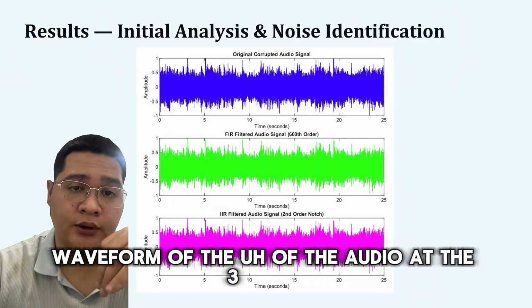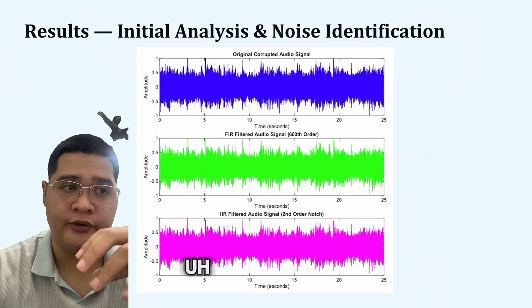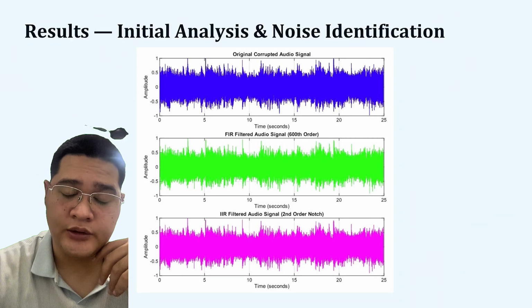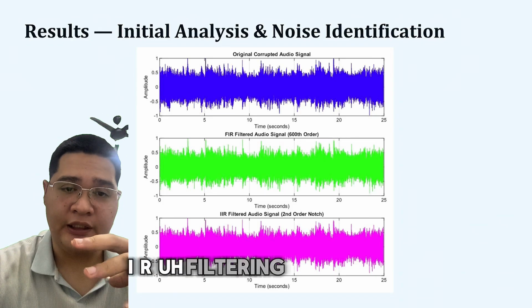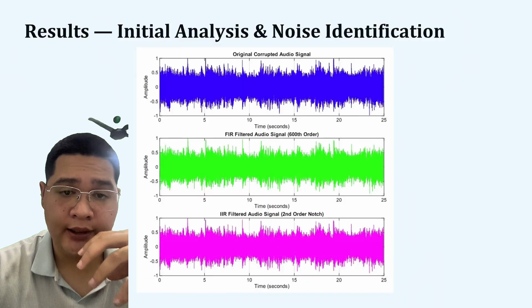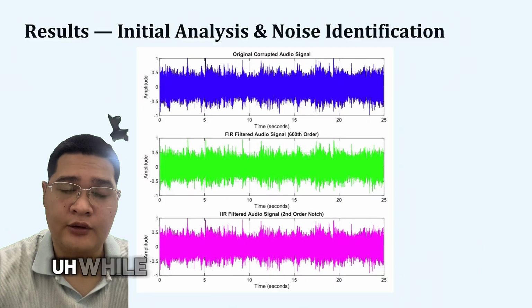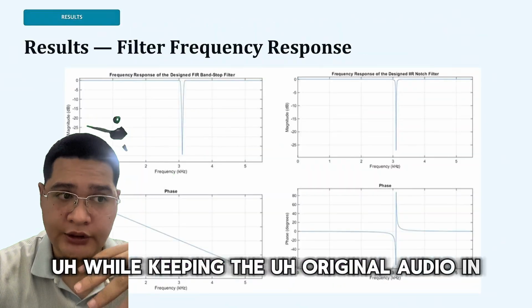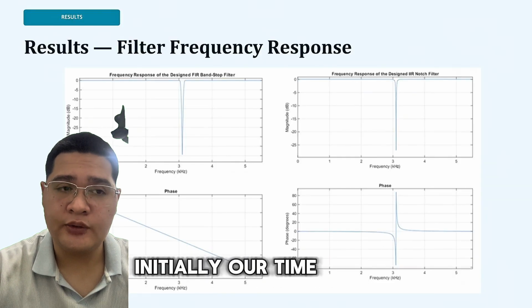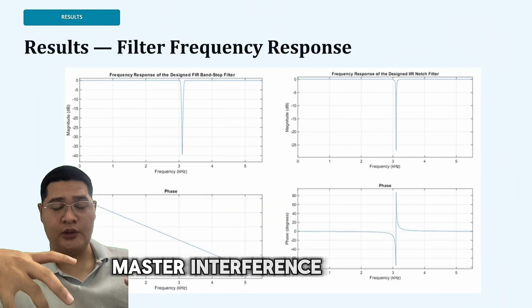Next, this slide shows the time domain waveform of the audio at the three stages. The blue plot is the original corrupted audio, noisy and dense. The green plot is after FIR filtering, clean and smoother. The pink plot is after IIR filtering, also clean, similar to the FIR result. Both filters successfully remove the 3100 Hz noise while keeping the original audio intact.